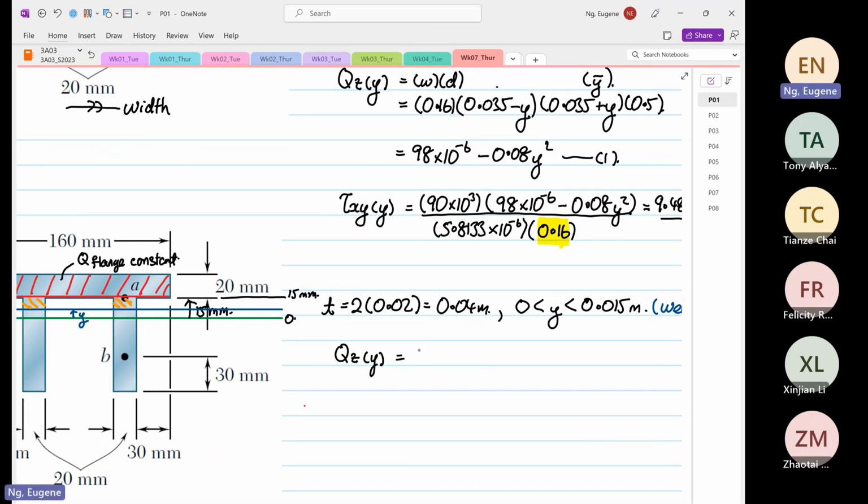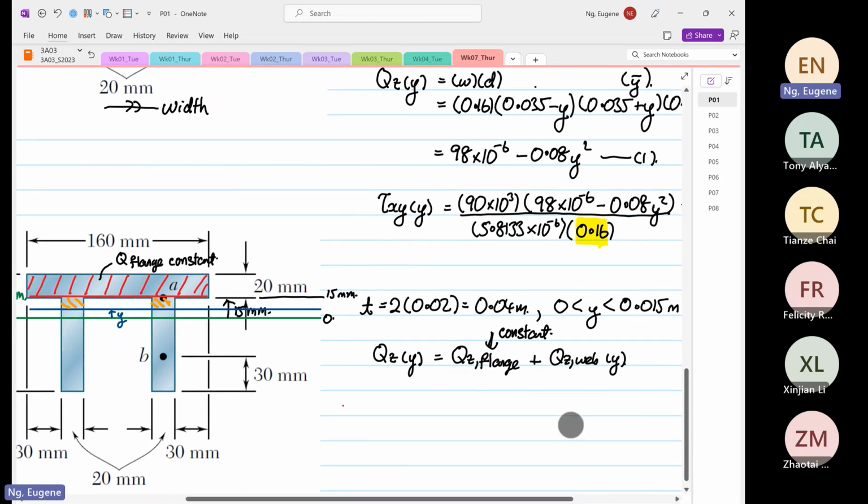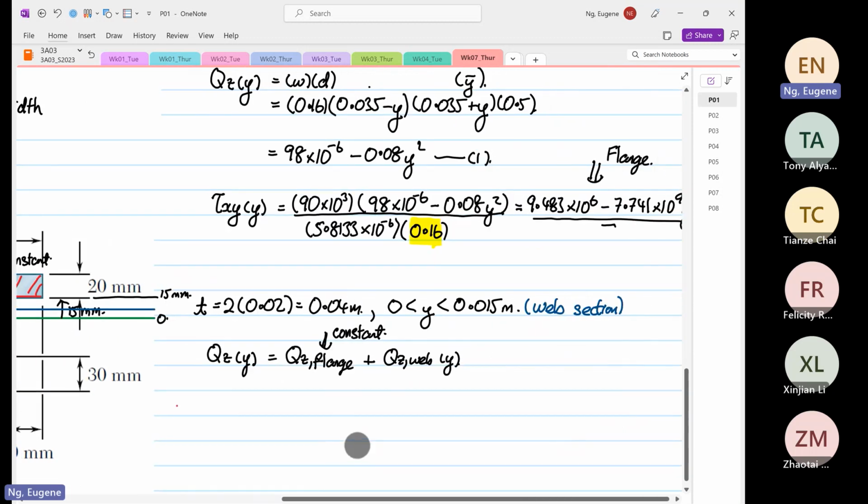So now Q_z of the flange plus Q_z of the web as a function of y. Because this value over here is going to be a constant, regardless of the value of y, where y ranges from 0 to 0.015 meters. So now we write this out. I write down the general formula for Q, which is equal to width times depth times y bar.